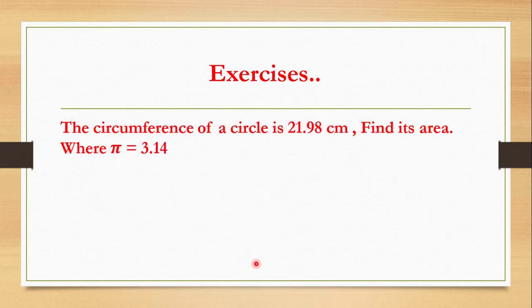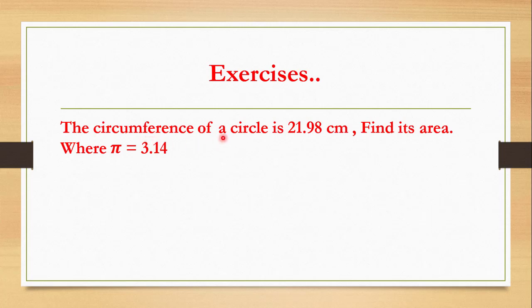Another exercise. The circumference of a circle is 21.98 centimeters. Find its area, where pi equals 3.14. So I'll use pi in this exercise. Pi will be 3.14. Okay, I have the circumference. I want the area. To calculate the area, you just need the radius. How can we calculate the radius? Okay, let's think. The circumference means pi times diameter.